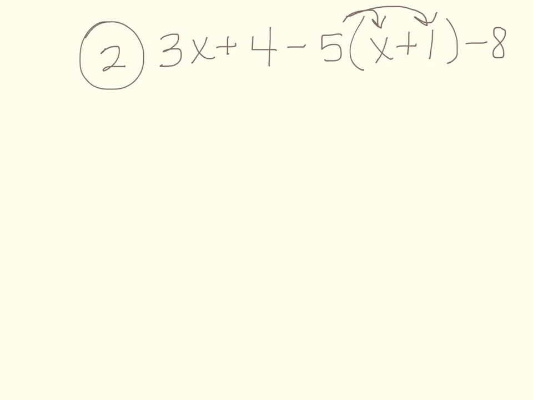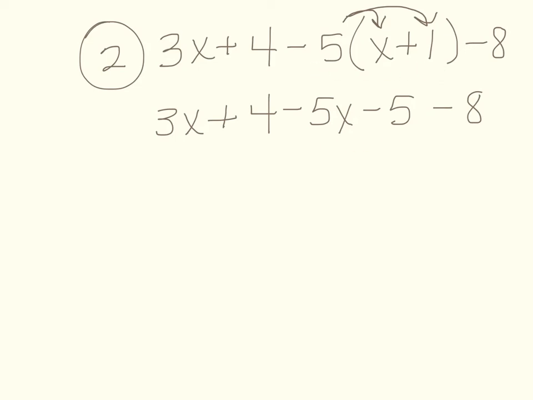So what I'm going to do is I'm going to take that negative 5 times the x, and I'm going to take that negative 5 times the 1. Remember, that negative sign belongs to that 5. So what I have is 3x plus 4, negative 5 times x is negative 5x, negative 5 times positive 1 is negative 5, minus 8. So what I've done is I've multiplied that negative 5 in and simplified that and gotten rid of parentheses.